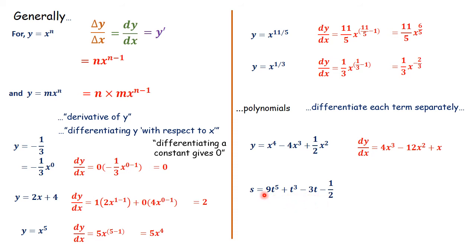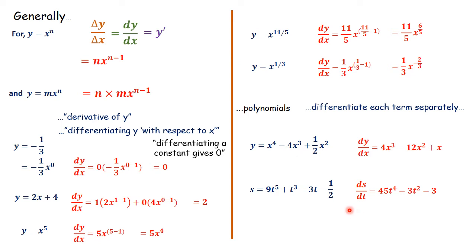And therefore, this follows the same rule. Please understand that this is now a change in s with respect to t. Differentiating s with respect to t, or derivative of s, or s prime, or change delta s over delta t, and that's it. And follow the rule again.